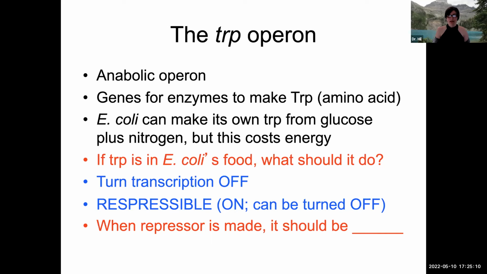Let's think about what will happen in each case. The first suggestion in the chat was ready. So let's choose the born ready repressor. That means it's always in the operator. Transcription is off. The default is that transcription is off. Is that what we wanted?